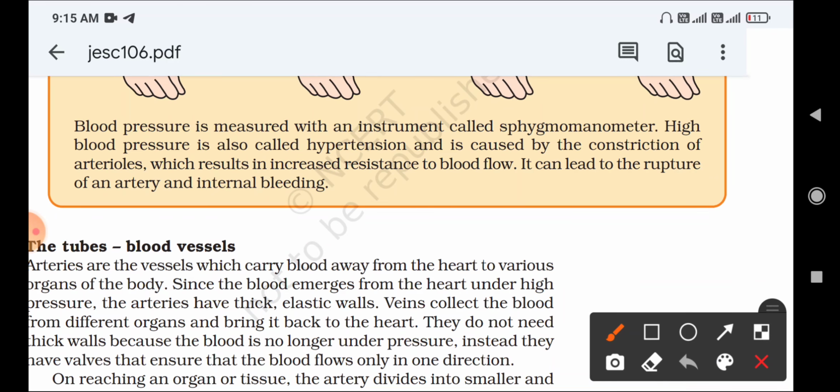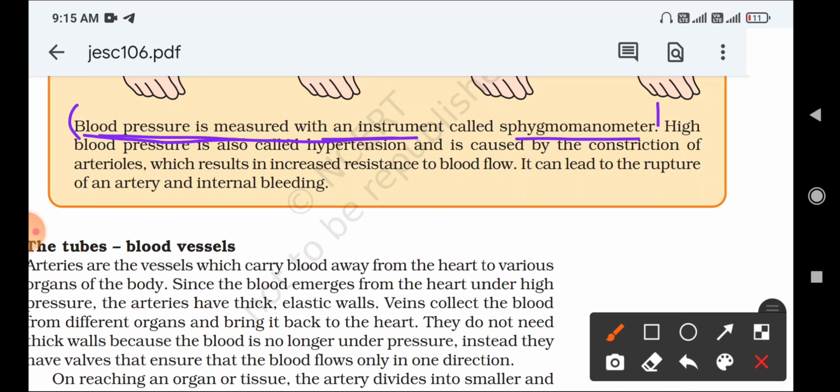Again, blood pressure is measured with an instrument called the sphygmomanometer. Which instrument is used to measure blood pressure? You can write: blood pressure is measured with a sphygmomanometer, the instrument that measures blood pressure. Again, important question, remember that.